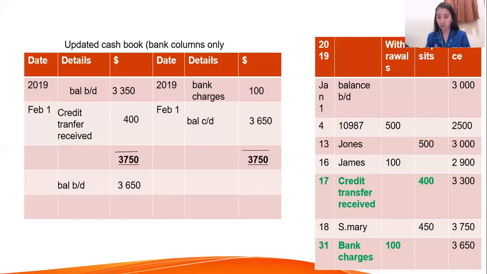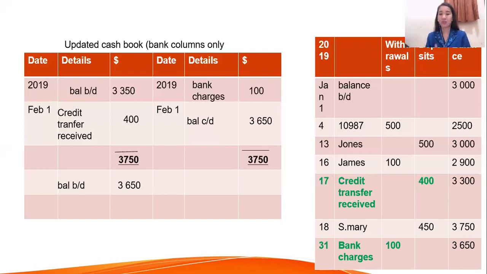Okay, after this one, does the balance from our bank statement and our cash book already agree? Let's take a look. Yes, it is. Now the bulk BD on the cash book is 3,650 and the balance of our bank statement is 3,650. That's enough. No need for bank reconciliation. Just update your cash book. Is that easy? Yes, it is.